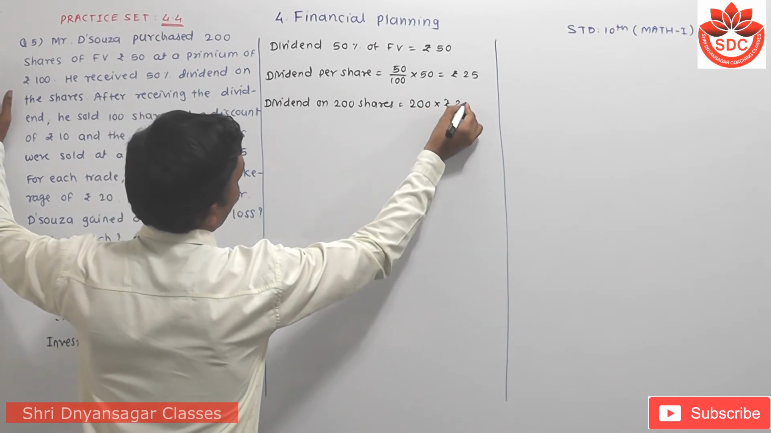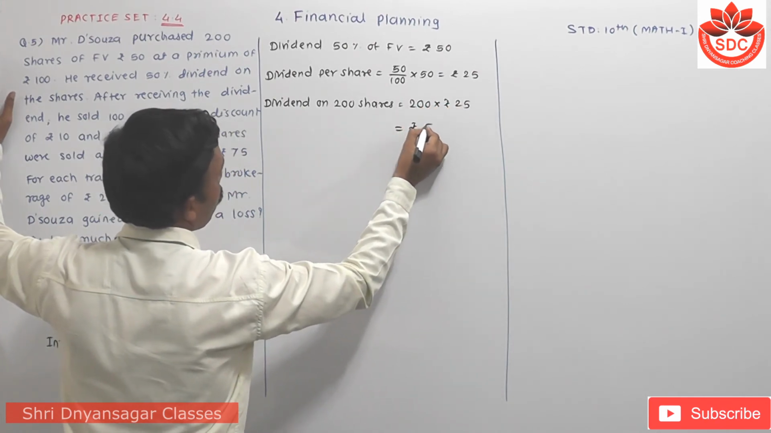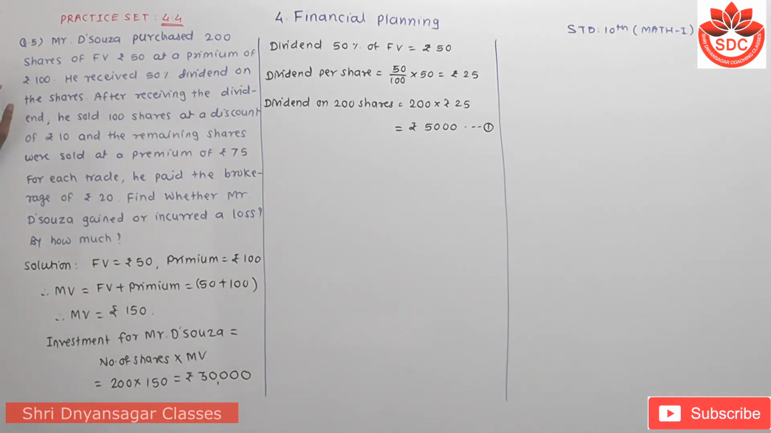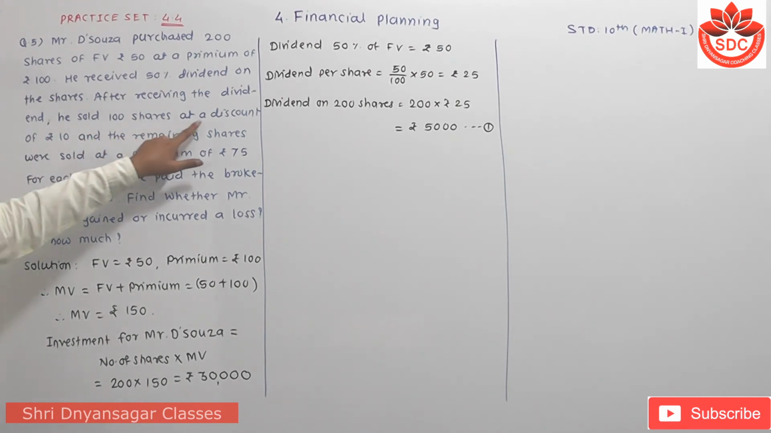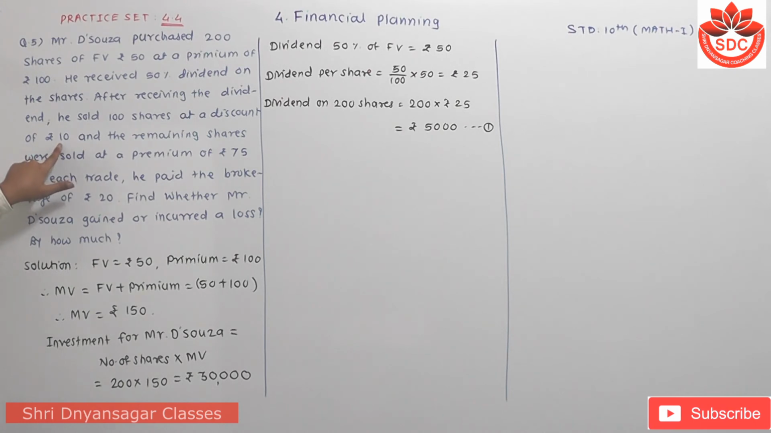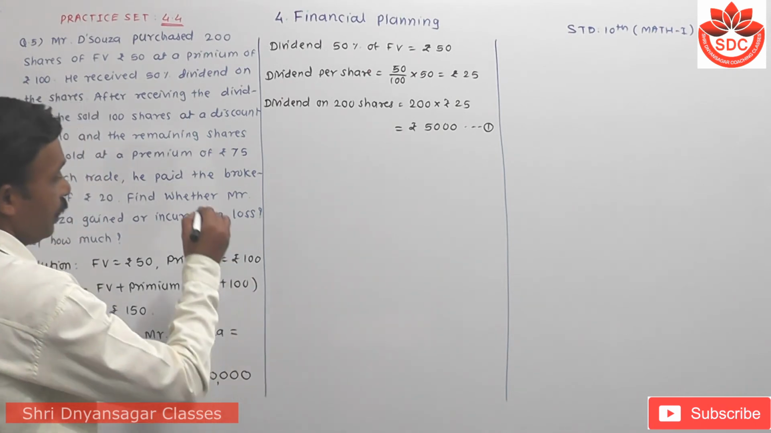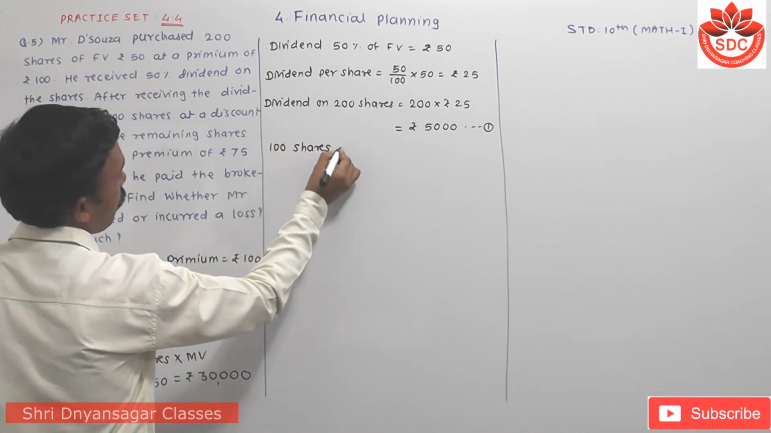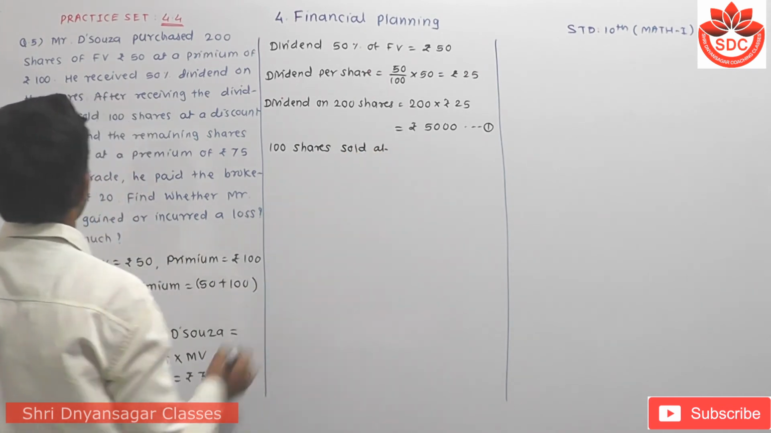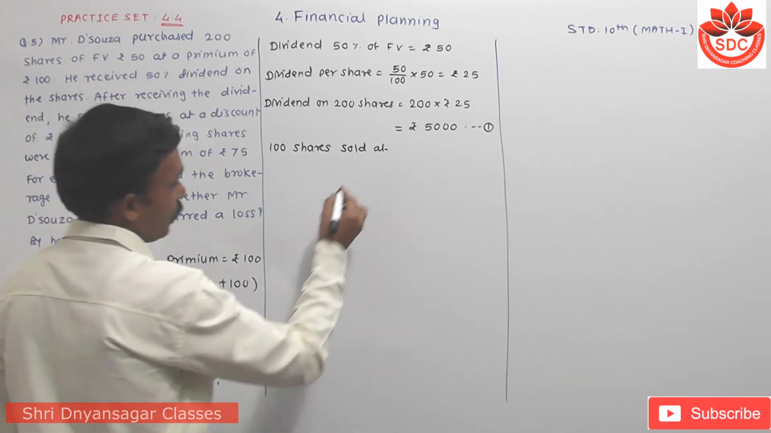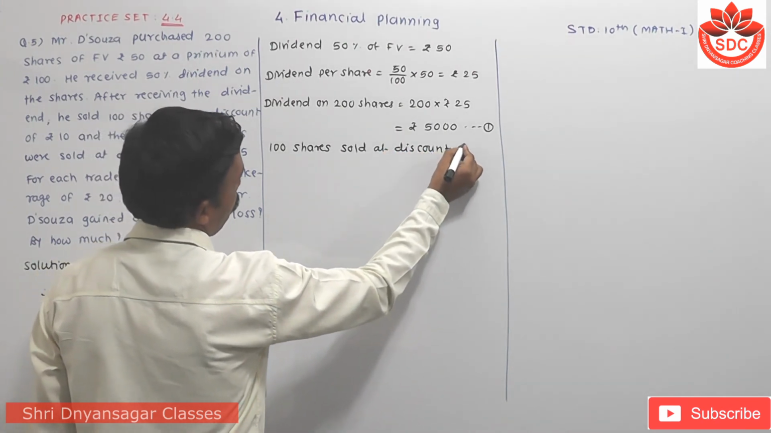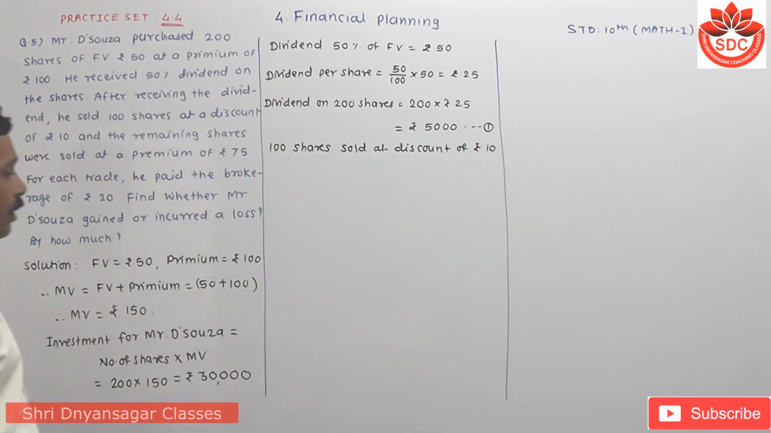Into how much? Rupees 25, meaning the total is how much? 5,000. Suppose this is the first dividend received, equation first. Then he sold 100 shares at a discount of rupees 10. Therefore, 100 shares sold at a discount of rupees how much? 10.